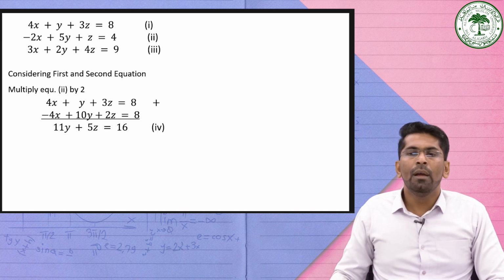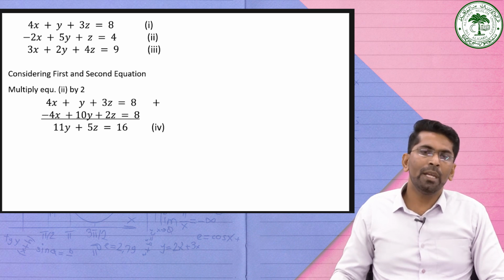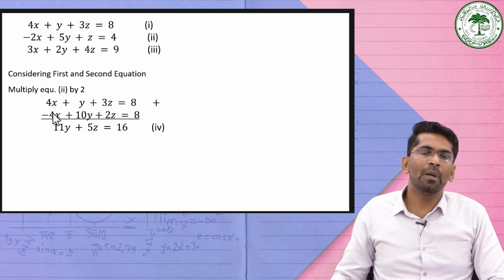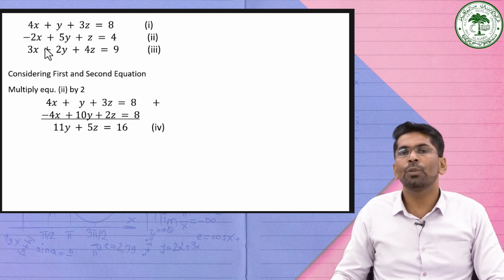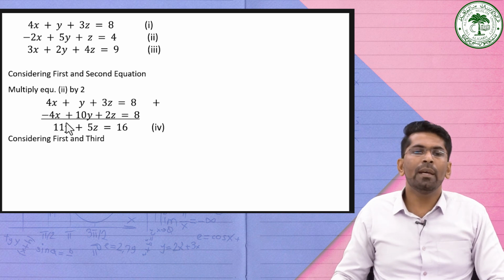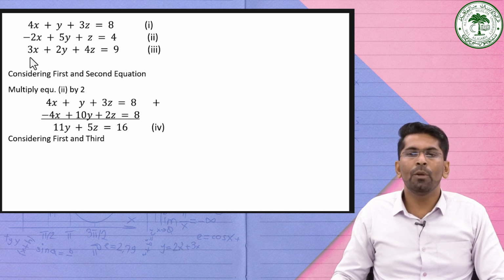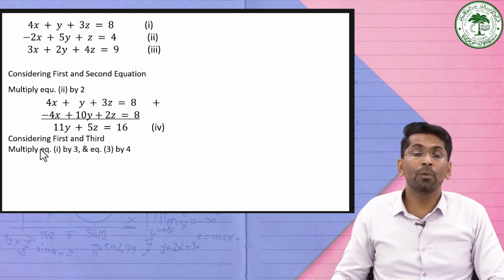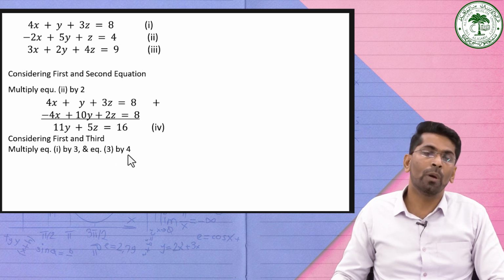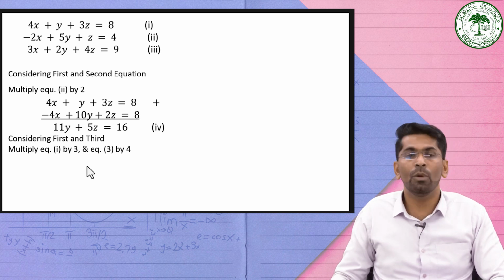Now I am considering equations number 1 and 3 so that we can eliminate the x variable again, because in the next step also we should eliminate the variable x. The coefficient of x in the first equation is 4, and here it is 3. So we want to multiply equation 1 by 3 and equation 3 by 4, so that we get the same coefficient, which is 12.